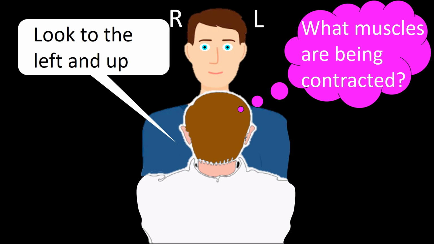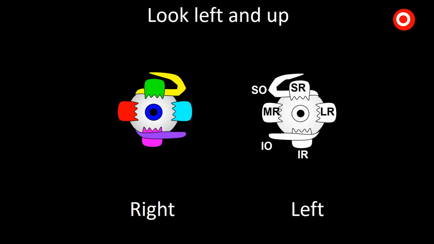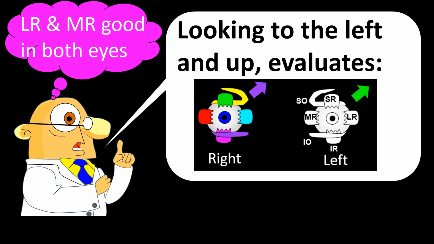If you ask the patient to look to the left and up, to achieve this movement, the right eye will use the medial rectus and inferior oblique, the left eye, the lateral rectus and the superior rectus. If there is a problem, the same principle will be used to determine which is the muscle affected, as we previously described. So, knowing that the lateral and medial recti of both eyes work well, looking to the left and up evaluates the left eye superior rectus and the right eye inferior oblique.